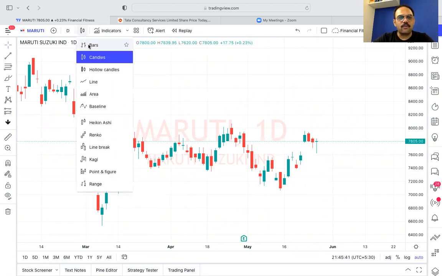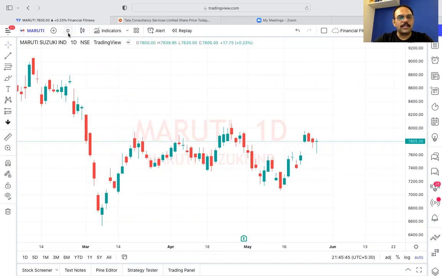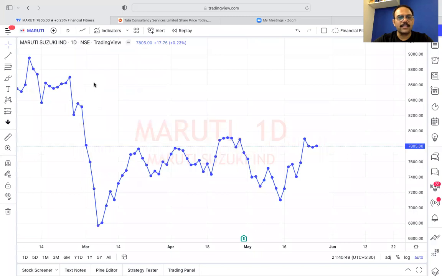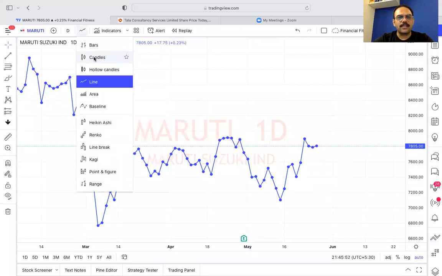Third is you can toggle between candles and lines. So this is the third thing. Maruti D, this is the candle chart type. So this is line chart. You can click on the line chart or you can click on candle chart.